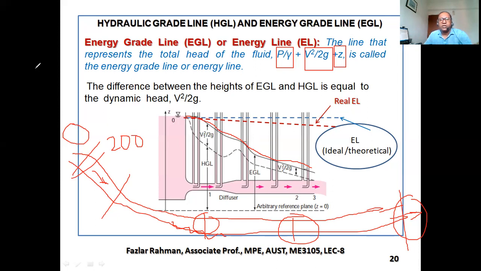Okay, so you see the ideal energy line is a straight line with a blue color. It's the ideal line, but in reality, the curve will be like that, and this much loss is actually due to the friction. Okay, so what we need to learn from here? What is energy grade line or energy line, and you need to know what is hydraulic grade line, HGL. Okay, that you need to know.